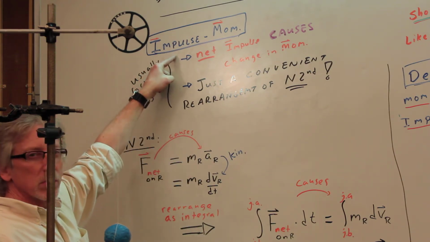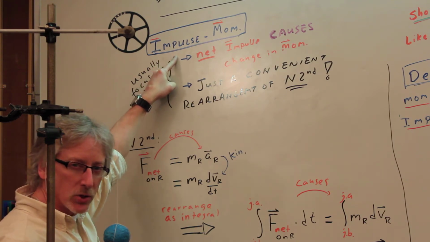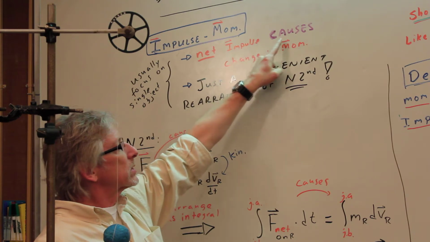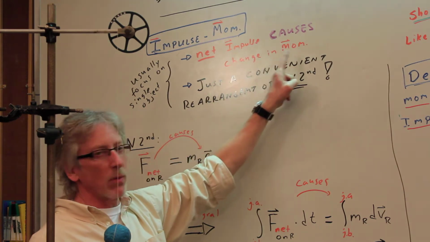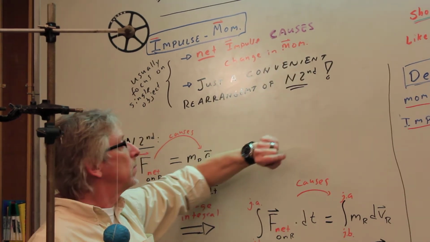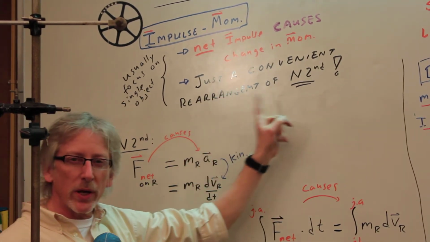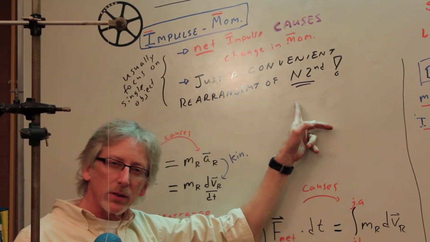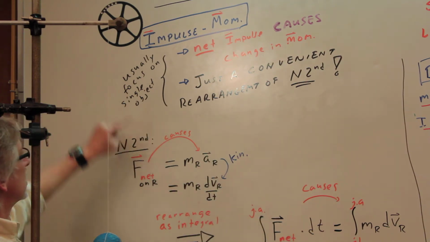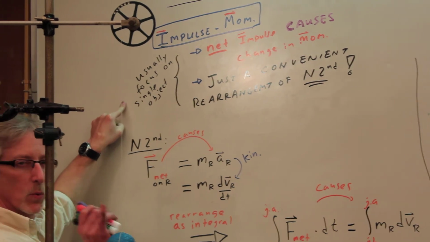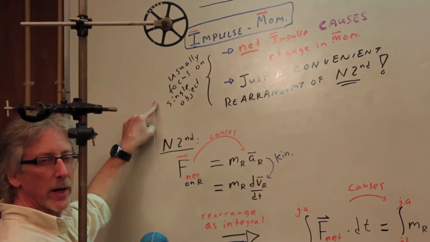So it's the impulse momentum relation. Really, it's the net impulse causes a change in momentum. Keep this in mind, this is just a convenient rearrangement of Newton's second law. Right? So that's what we start with. Usually we'll focus on a single object when we use this. We'll look at one object, other objects are interacting with it.